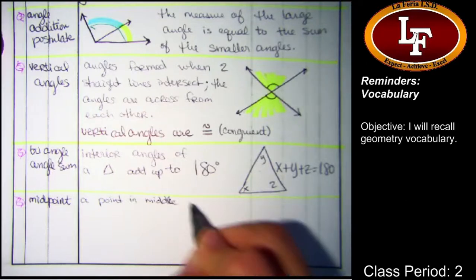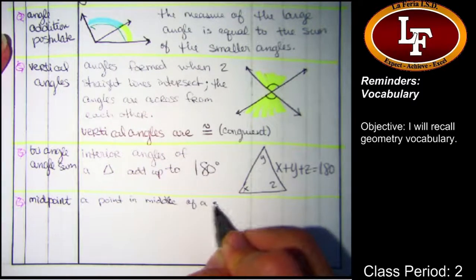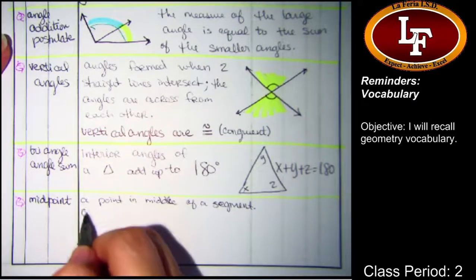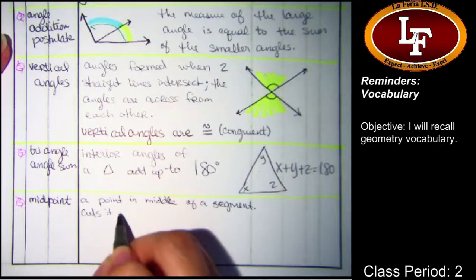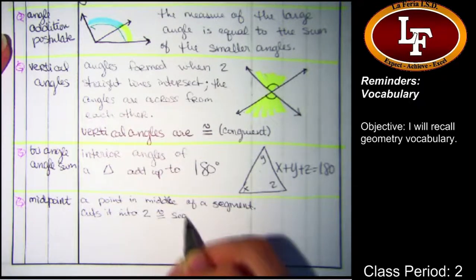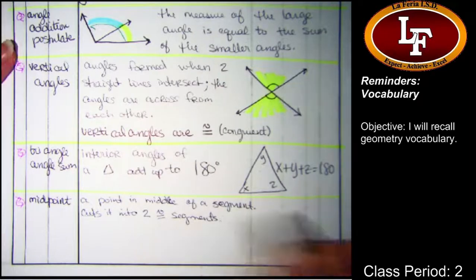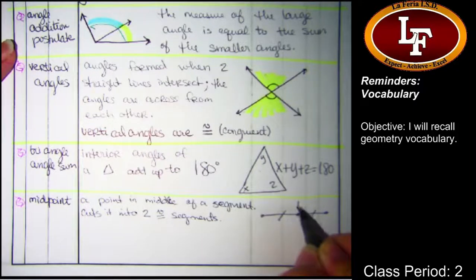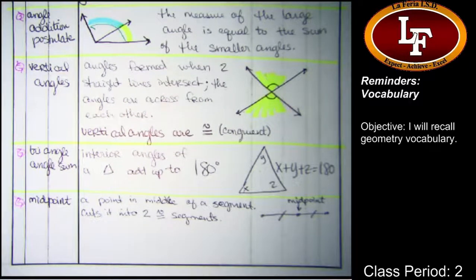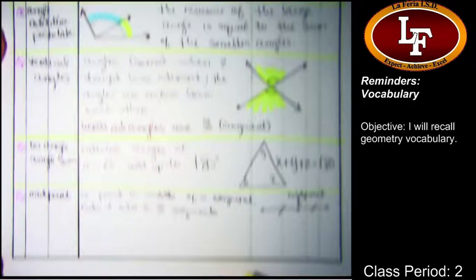Beautiful. A point in the middle of a segment. We're going to call it a segment because a line goes on forever. It cuts it into two congruent segments. So our figure is going to look something like this, and this is our midpoint. Another recall moment: when you put those little lines through segments, it means those pieces are congruent. They have the same measure.